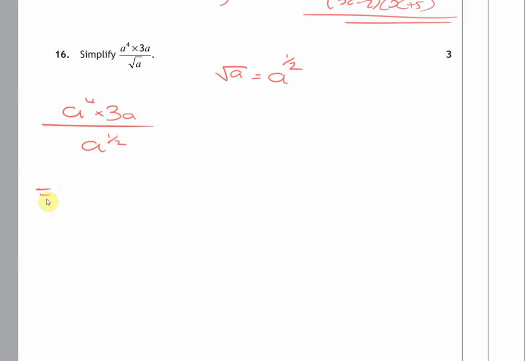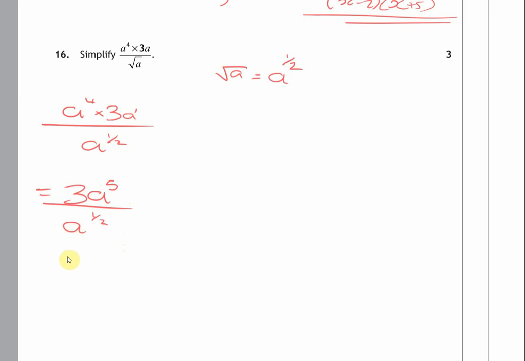Now we have two manipulations that we need to carry out. We need to combine the top line and then we need to divide. I would suggest combining the top line first so that you have a single term, and then we will solve the division. So a to the power 4 times 3a will give us 3a to the power. Remember, when we multiply terms, we add the indices, and this a brings with it the power 1. So this becomes 3a to the power 5 divided by a to the power a half.